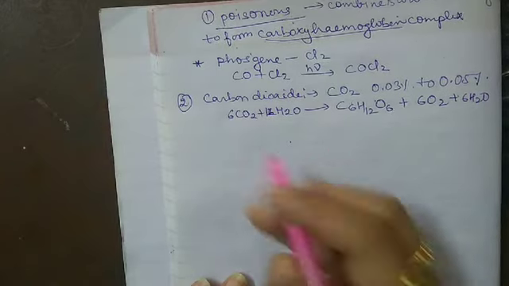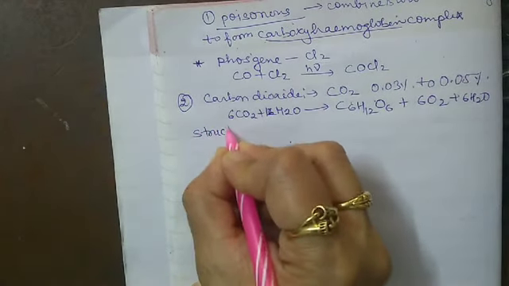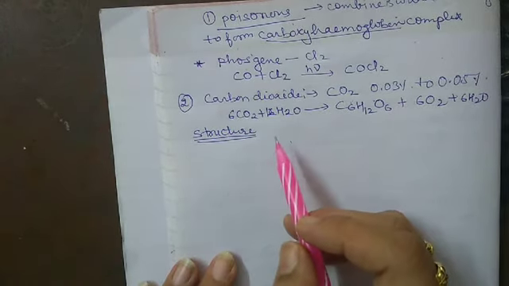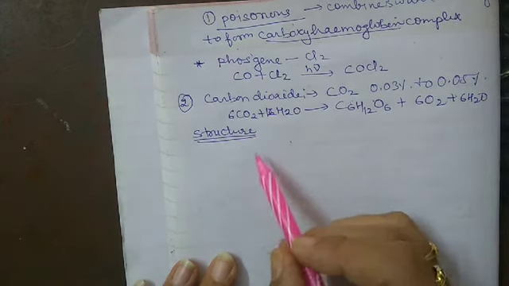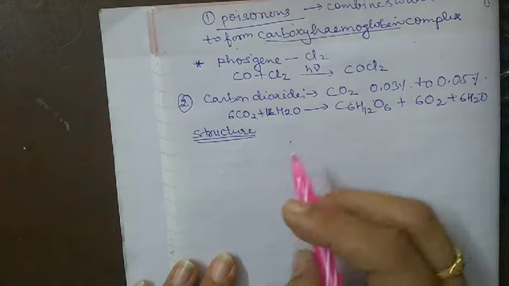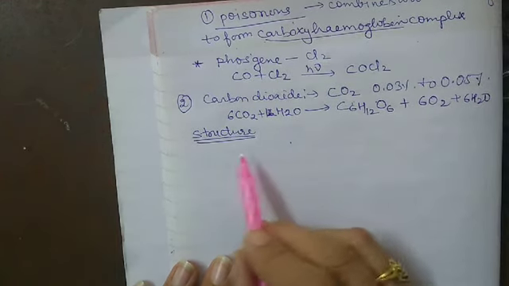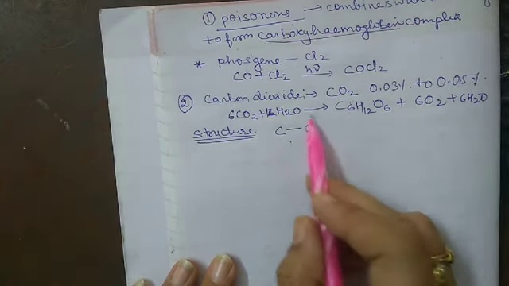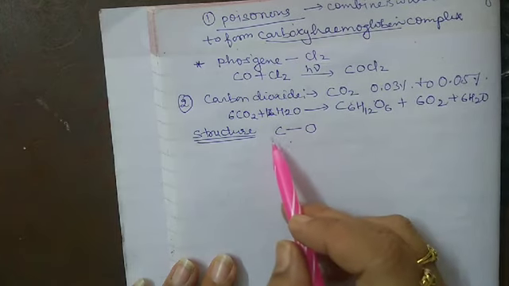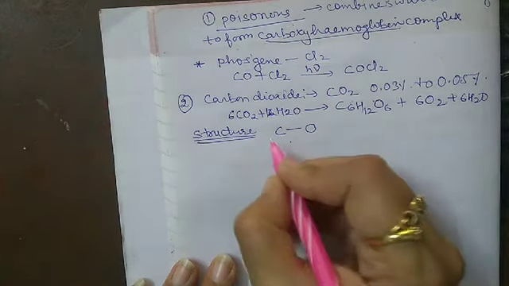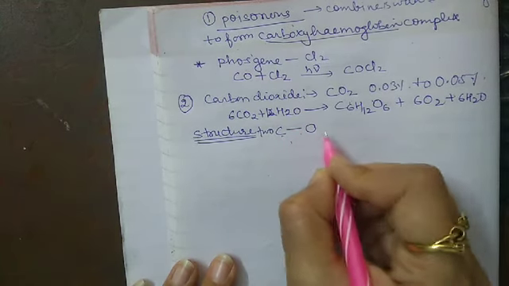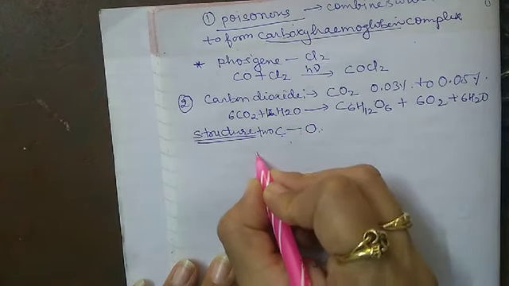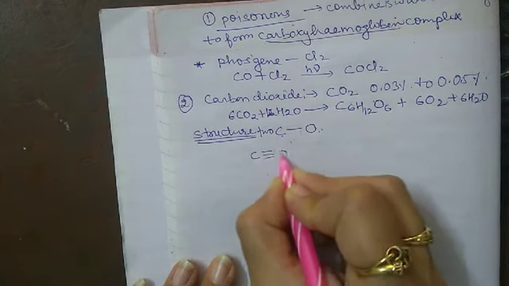Now the next heading is the structure of carbon dioxide. In the carbon dioxide molecule, the central carbon atom is sp hybridized, and it gives a linear structure. It gives a linear shape to the molecule in which the two C-O bond lengths are equal. Now the structure is O=C≡O, with a triple bond on one side and a single bond on the other.